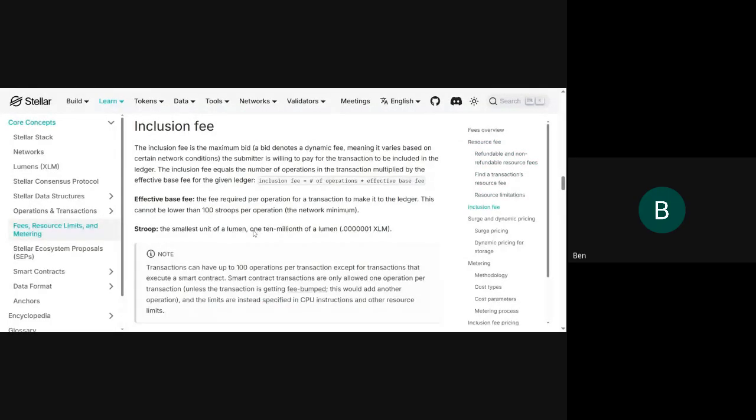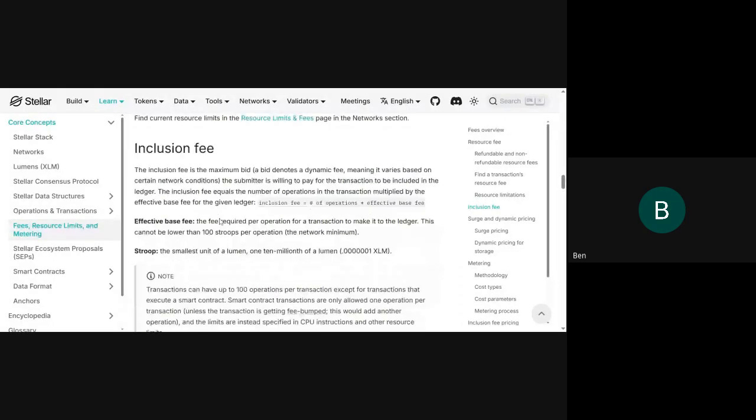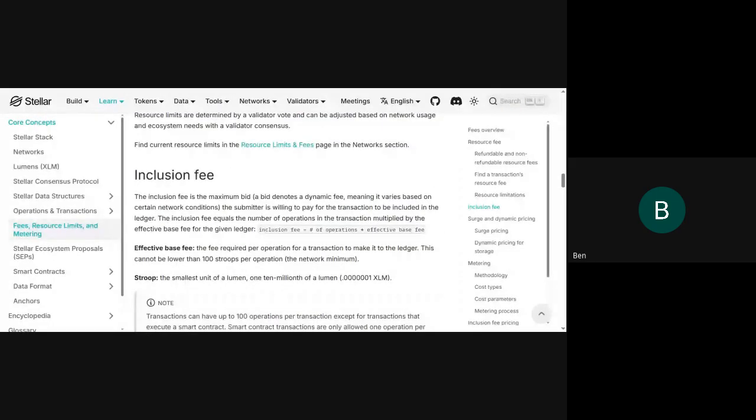Where is this thing? Okay, the effective base fee. This is when you talk about the inclusion. The inclusion fee is the maximum bid the submitter is willing to pay for the transaction to be included in the ledger. The inclusion fee equals the number of operations in the transaction multiplied by the effective base fee for the given ledger. So the inclusion fee is equal to the number of operations times the effective base fee.